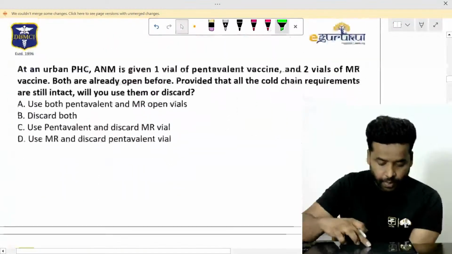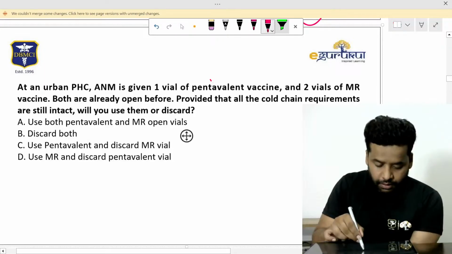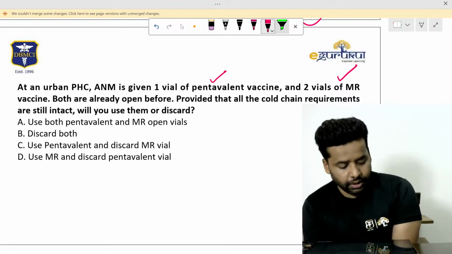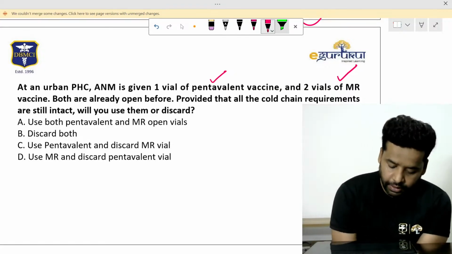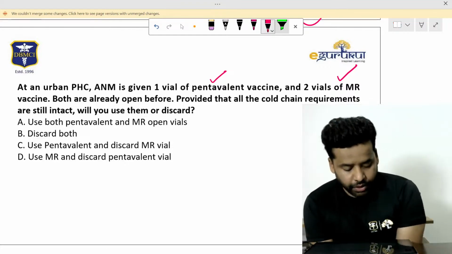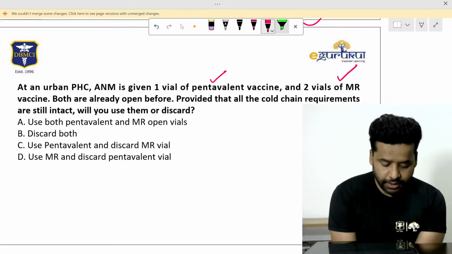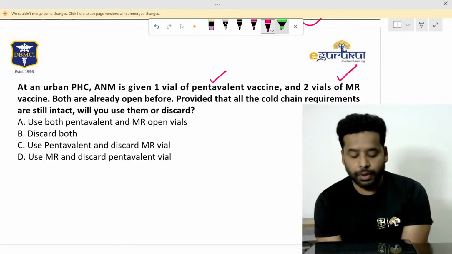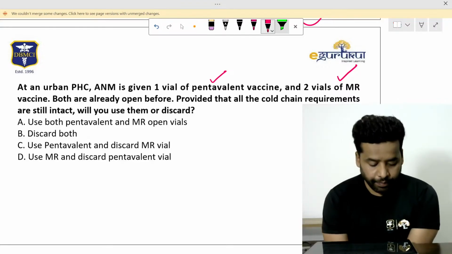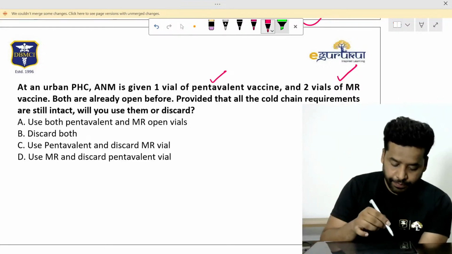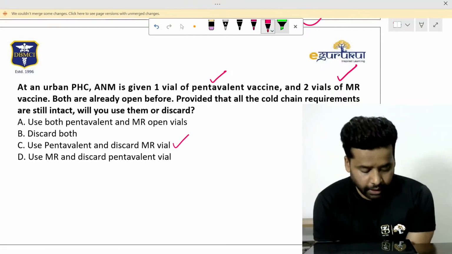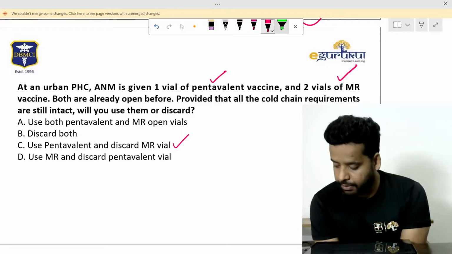Good. So 1 vial of pentavalent vaccine and 2 vials of MR vaccine are coming back to the clinic. They are opened, provided that everything is fine, date and time is mentioned, and cold chain is proper. Which of them will be used and which will be discarded? It is as per open vial policy. So what is your answer? Use pentavalent vaccine and discard MR vaccine.